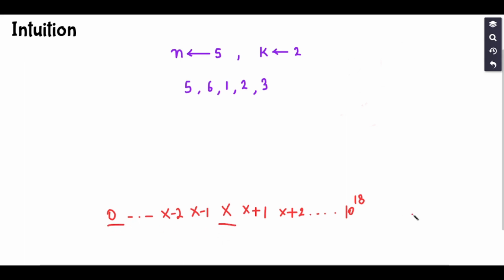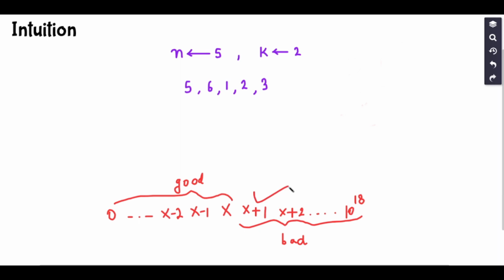So the target is to find this x. We have the search space from 0 to 10 raised to the power 18, and we want to find this x, which is just the last row, because this portion represents the good mushrooms, while this portion represents the bad count of mushrooms. Why? Because we can't collect this many mushrooms. We can always collect this many mushrooms. So these are good, these are bad.